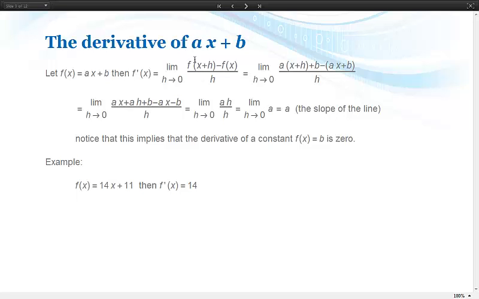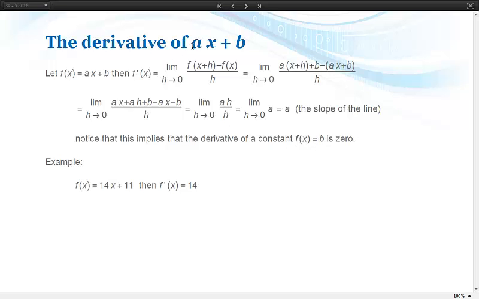This derivative says on a line the slope is the same everywhere. It's the multiplier of x. But notice also this implies the derivative of a constant is 0, because if I let a be 0, everything still works here, and I get 0 for the result. And that makes sense because how fast do constants change? The rate of change of a constant is 0.